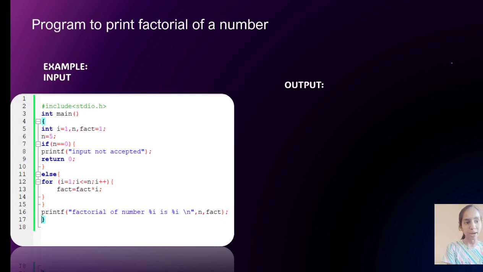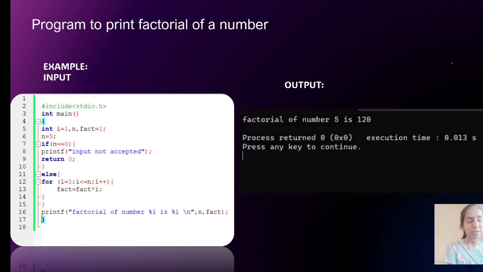When we run the program, the output is factorial of a number 5 is 120. 5 factorial equals 5 into 4 into 3 into 2 into 1. Process returns. Execution time is 0.013 seconds.